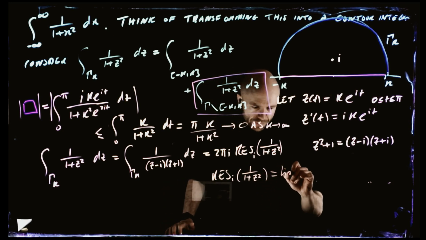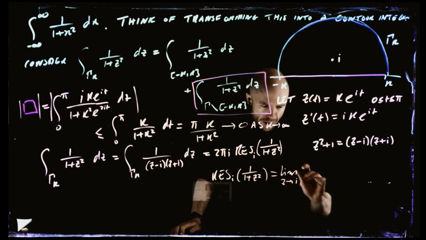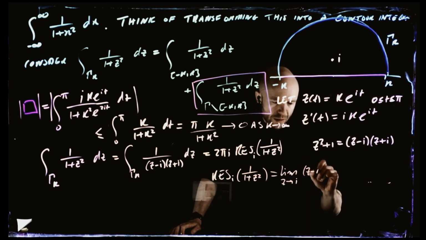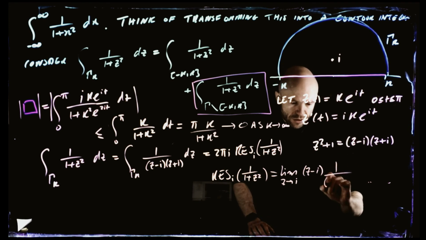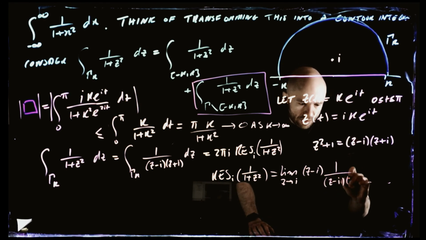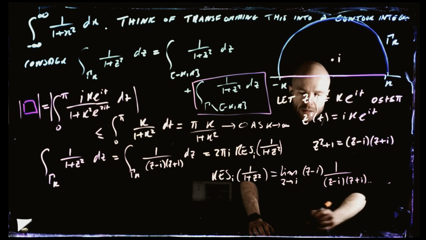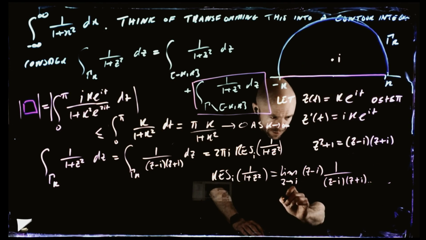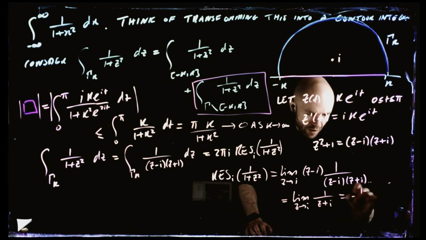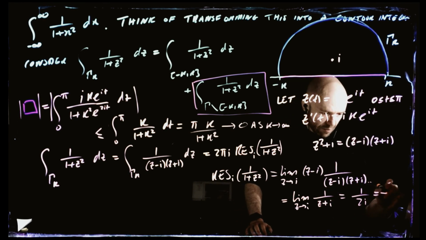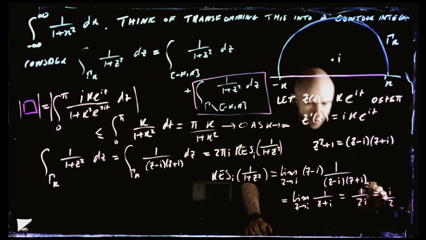The residue of this function is the limit as z goes to i of z minus i times this function. And we write the function as z minus i times z plus i. And then these z minus i factors cancel. So this is just the limit as z goes to i of 1 over z plus i, which is just 1 over 2i, which is just minus i over 2. Yeah?